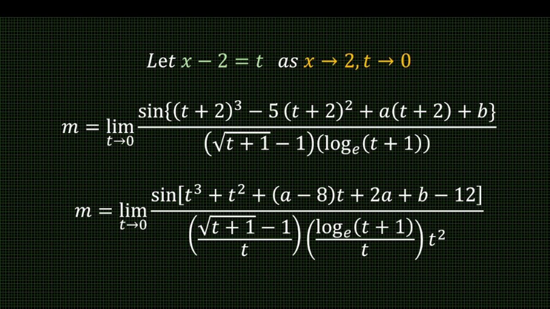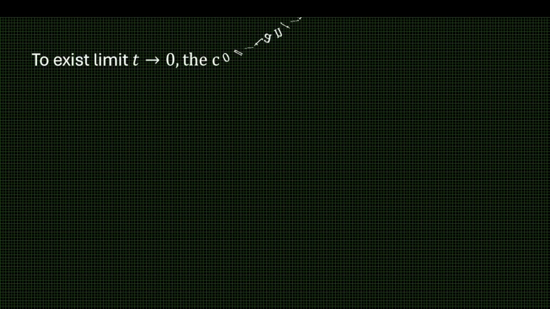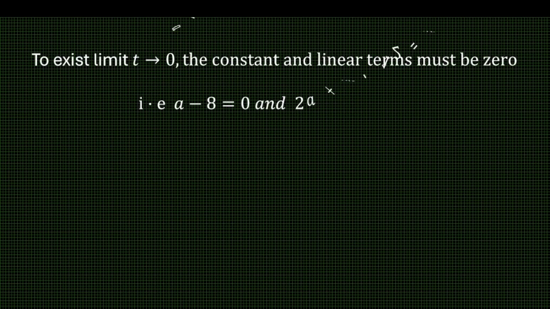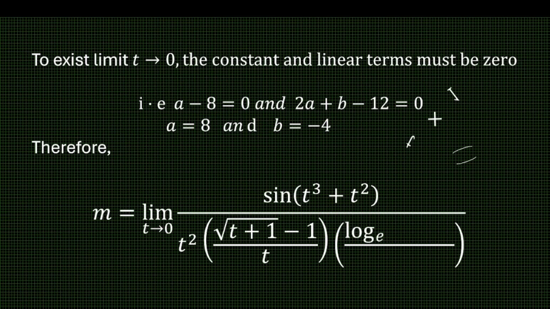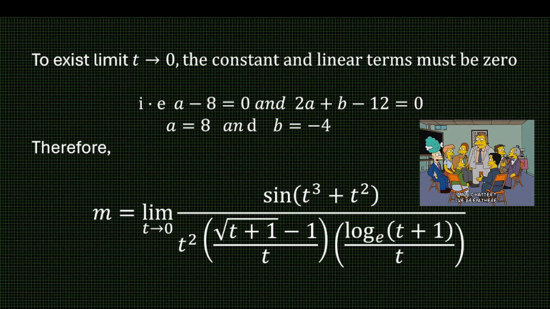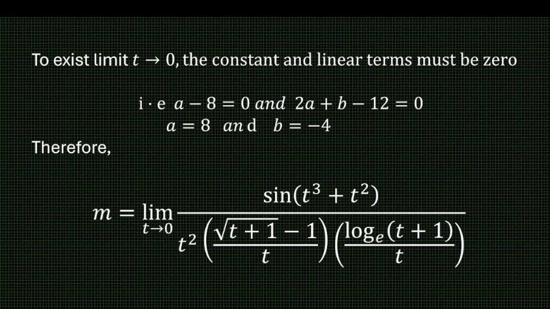Because x approaches 2, t will smoothly approach 0. Now we will plug x is equal to t plus 2 into our entire equation. When we expand x plus 2 to the power 3 and t plus 2 to the power 2, and group the terms together, we get a clean polynomial inside our sine function.